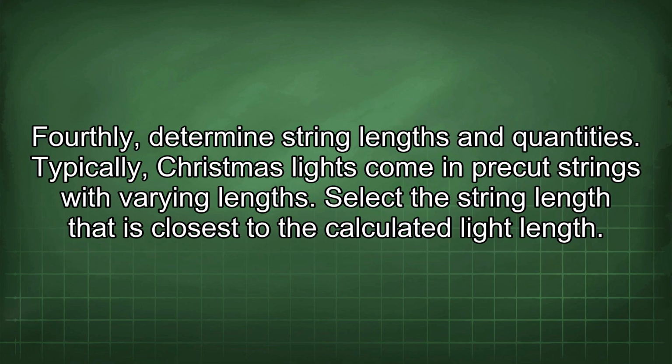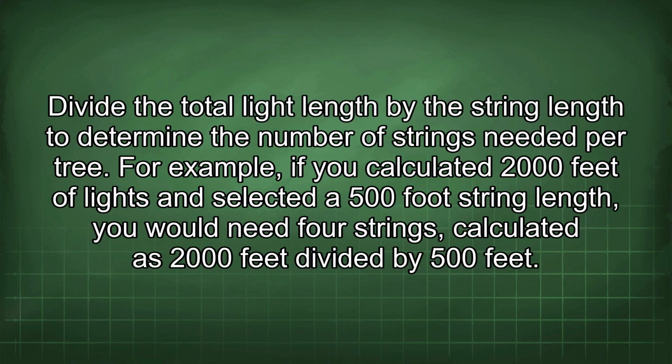Fourthly, determine string lengths and quantities. Typically, Christmas lights come in pre-cut strings with varying lengths. Select the string length that is closest to the calculated light length. Divide the total light length by the string length to determine the number of strings needed per tree.